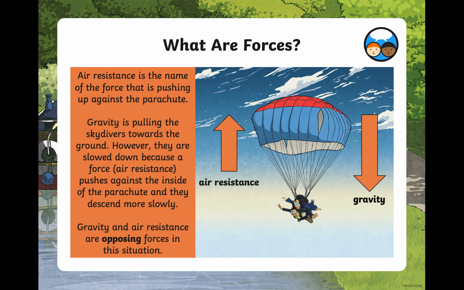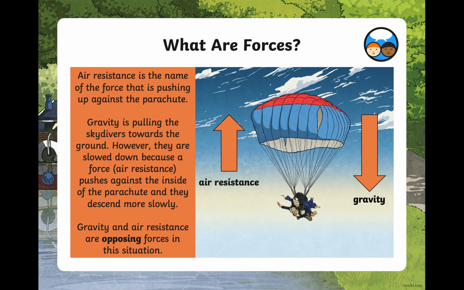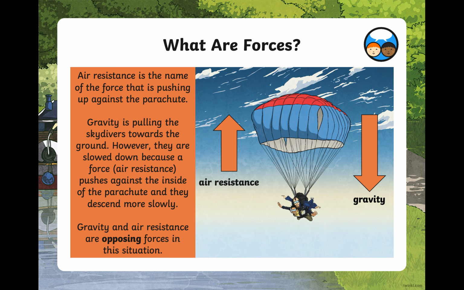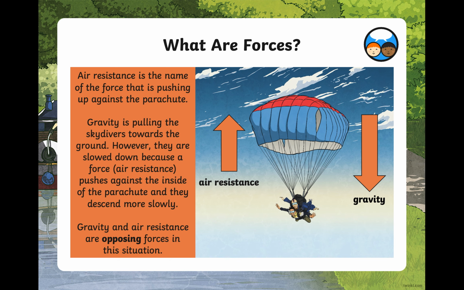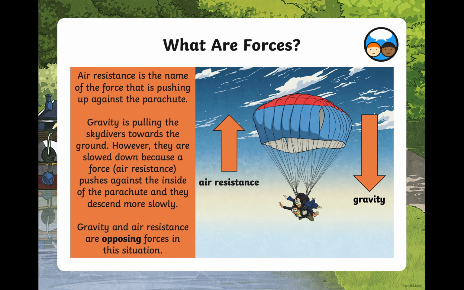Okay, just like this. Now, when we say there's a force pushing them up, we're talking about air resistance, because the parachute is filled up with air, and the air particles try to push the surface of the parachute upwards. On the slide it says air resistance is the name of the force that is pushing up against the parachute. Gravity is pulling the skydivers down to the ground, and they are slowed down because the air resistance pushes against the inside of the parachute, and they descend more slowly.